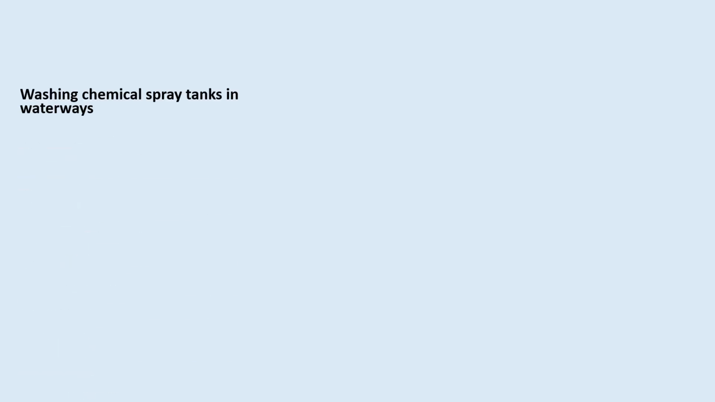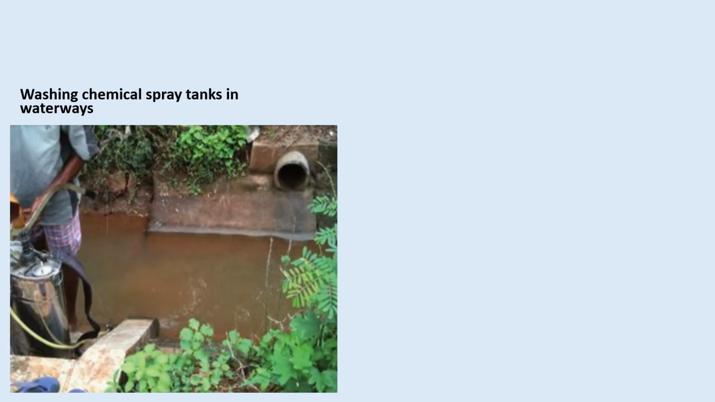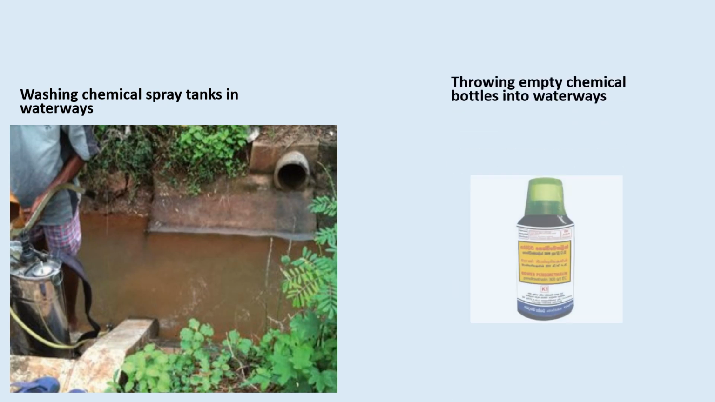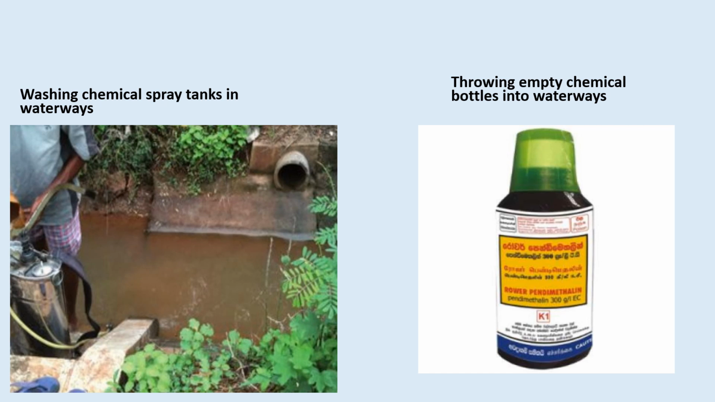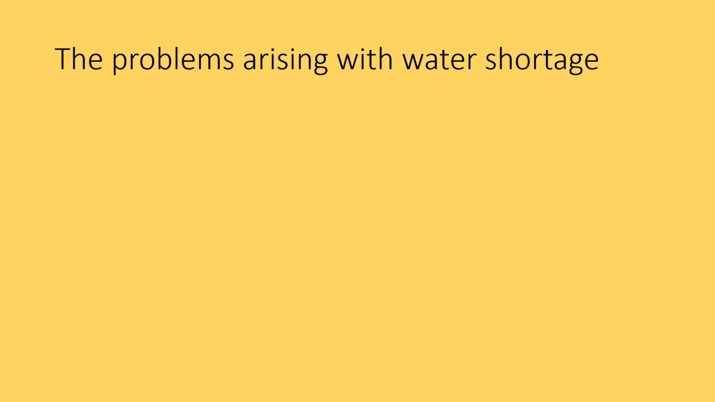By washing chemical spray tanks in waterways, poisonous chemicals are added to the waterways. Useful fish and other aquatic plants and animals are killed by these chemical substances. Throwing empty chemical bottles into waterways also does the same thing to the environment.